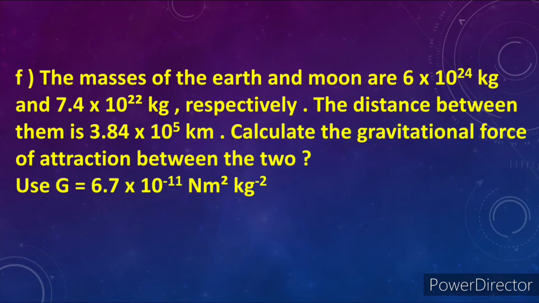F. The masses of the earth and moon are 6 into 10 raised to 24 kilogram and 7.4 into 10 raised to 22 kilogram respectively. The distance between them is 3.84 into 10 raised to 5 kilometer. Calculate the gravitational force of attraction between the two. Use G is equal to 6.7 into 10 raised to minus 11 Newton meter square per kilogram square.